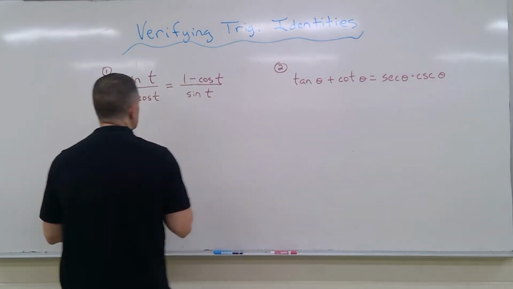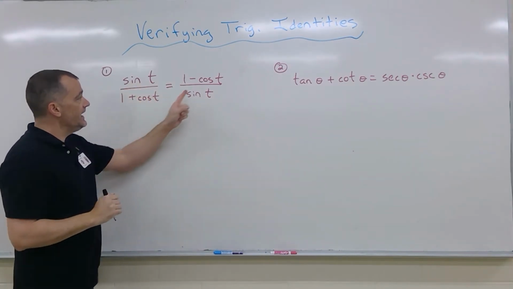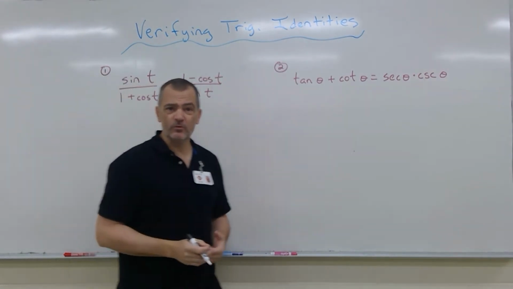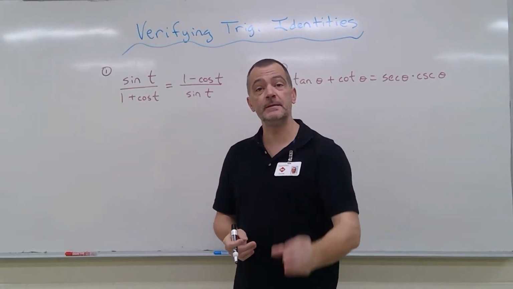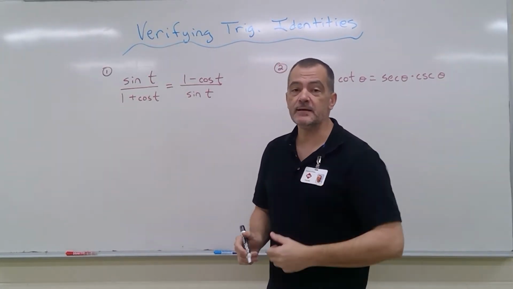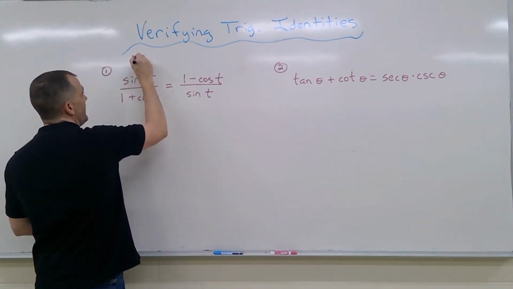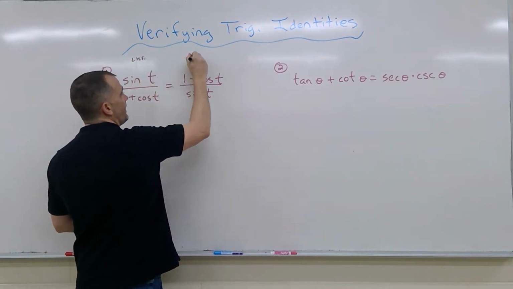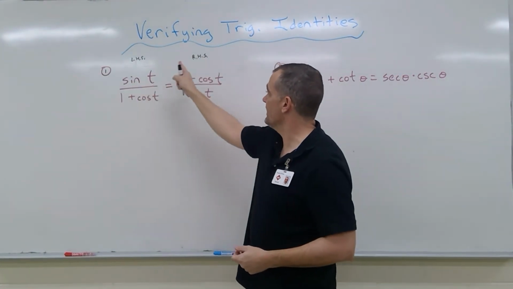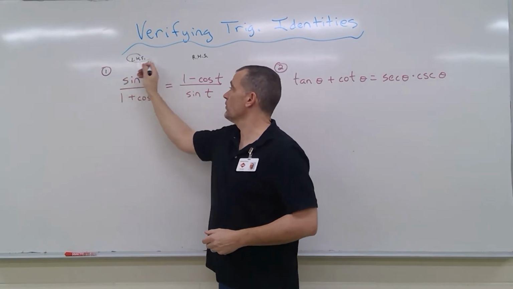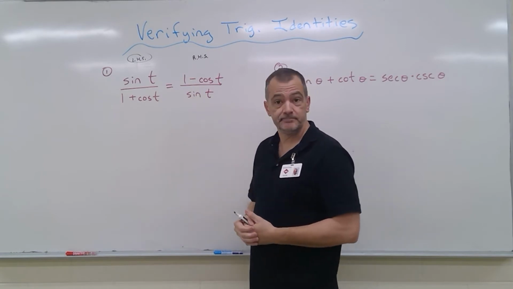So let's just play with this for a second. I want to turn the sine of t divided by 1 plus the cosine of t into this. And you're saying, how in the world can we do that? Well, remember, with verifying trig identities, you pick one side and you manipulate it until it looks like the other side. Sometimes in textbooks and on sites, you'll see LHS and RHS, and students go, what is that? Left-hand side, right-hand side. I'm going to work on the left-hand side, and all I want to do is make this look like that.